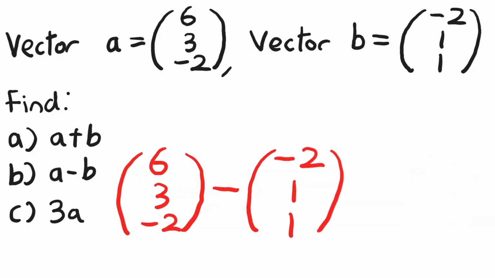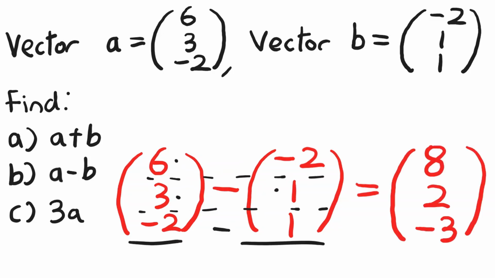Okay, and then for the second part, we need to do A minus B, so it's just going to be this vector minus this vector, and like before, you consider the rows individually. So it's going to be 6 minus minus 2, which is going to be 8, and then 3 minus 1, which is 2, and then minus 2 minus 1, which is minus 3. So A minus B is (8, 2, -3).